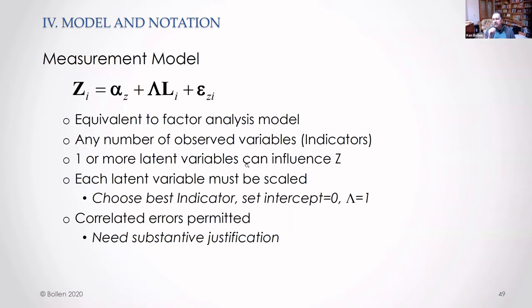So if you have reason to think that there's perhaps similar wording on some of the indicators that you're trying to use as measures, that would create an additional association between those indicators that's different than their common dependence on the latent variable you're trying to measure, you can put that in and test it. You can see if that makes sense.